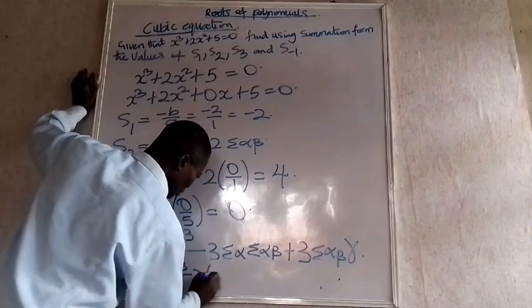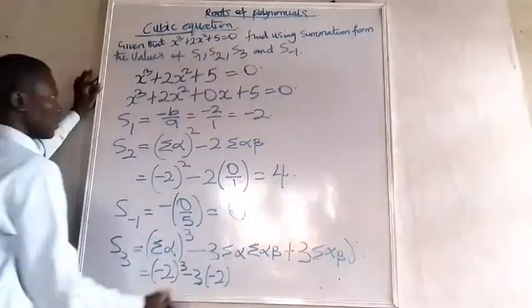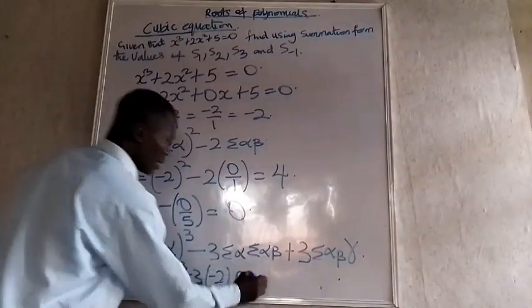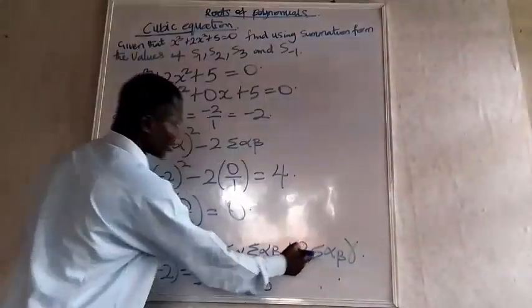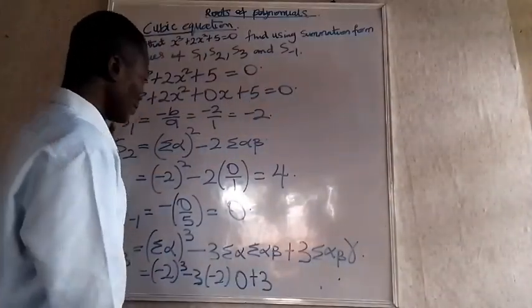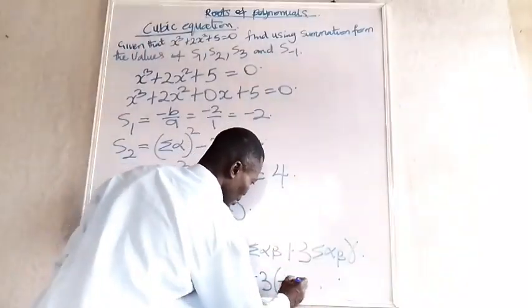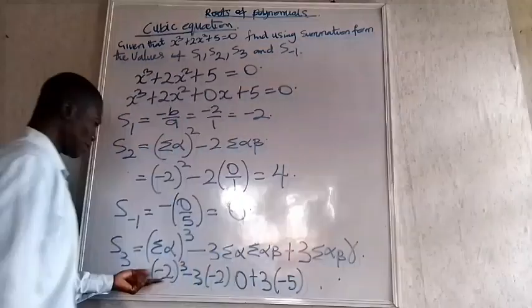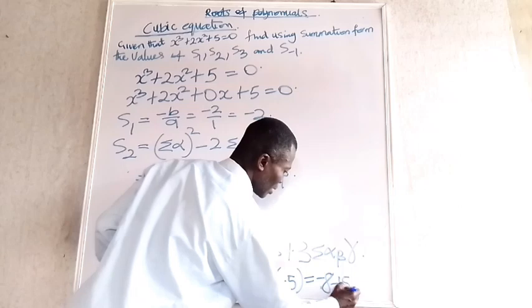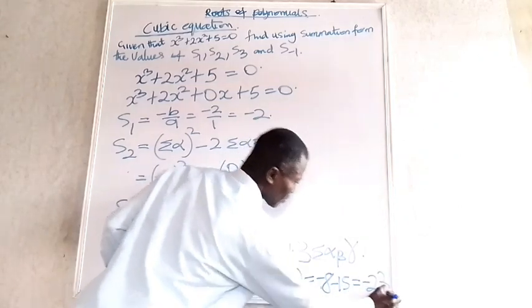So 3 into minus 2, sorry. Summation alpha beta, that is 0, plus 3. What is summation alpha beta gamma? That is minus 5 over 1, so that is minus 5. That is minus d over a. So this is going to give us minus 8 minus 15, which is minus 23.